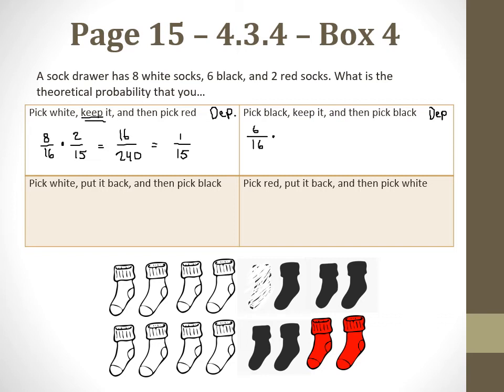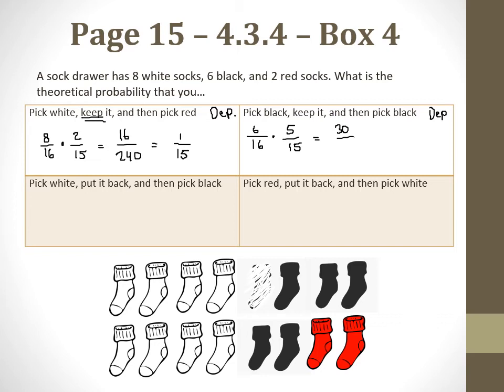so that is gone, and we're looking for the probability of picking black now. Well, now there are only 5 black socks in the drawer out of 15 total socks. So probability 6 out of 16 for the first pick, 5 out of 15 for the second pick. So 6 times 5 is 30.